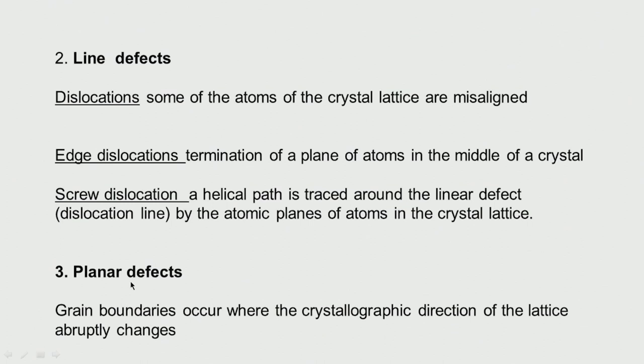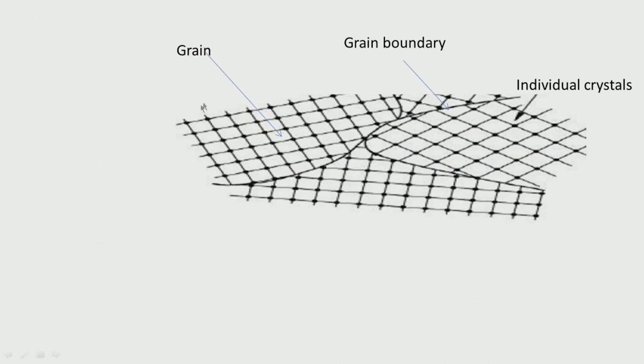Planar defect: grain boundaries occur where the crystallographic direction of the lattice abruptly changes. That's called the planar defect. Instead of a line, the entire plane is defective. Now look at this. In metals, you can have individual crystals like this, all forming. But then there could be other crystals also forming, and each crystal is growing, and then finally they end up like this. These are called grain boundaries. This particular crystal has grown, and that one has grown, they all grow from different directions and they all hit, and this is called the grain boundary.